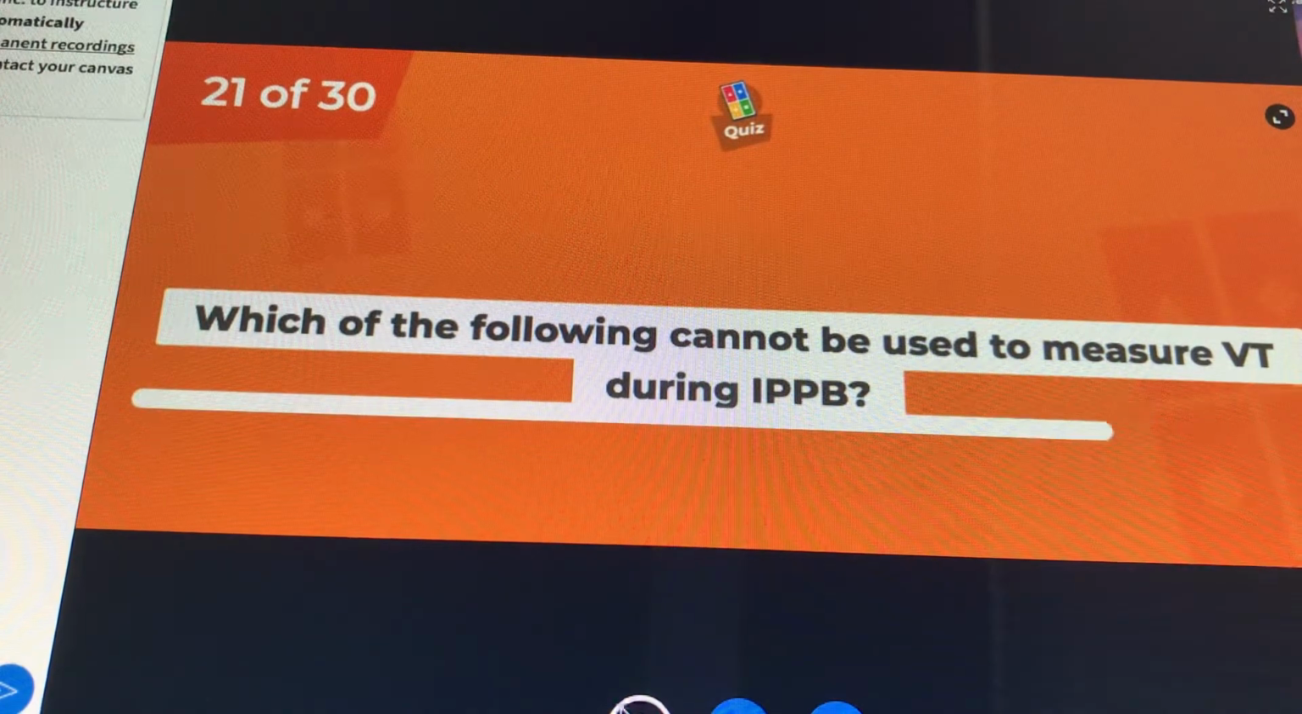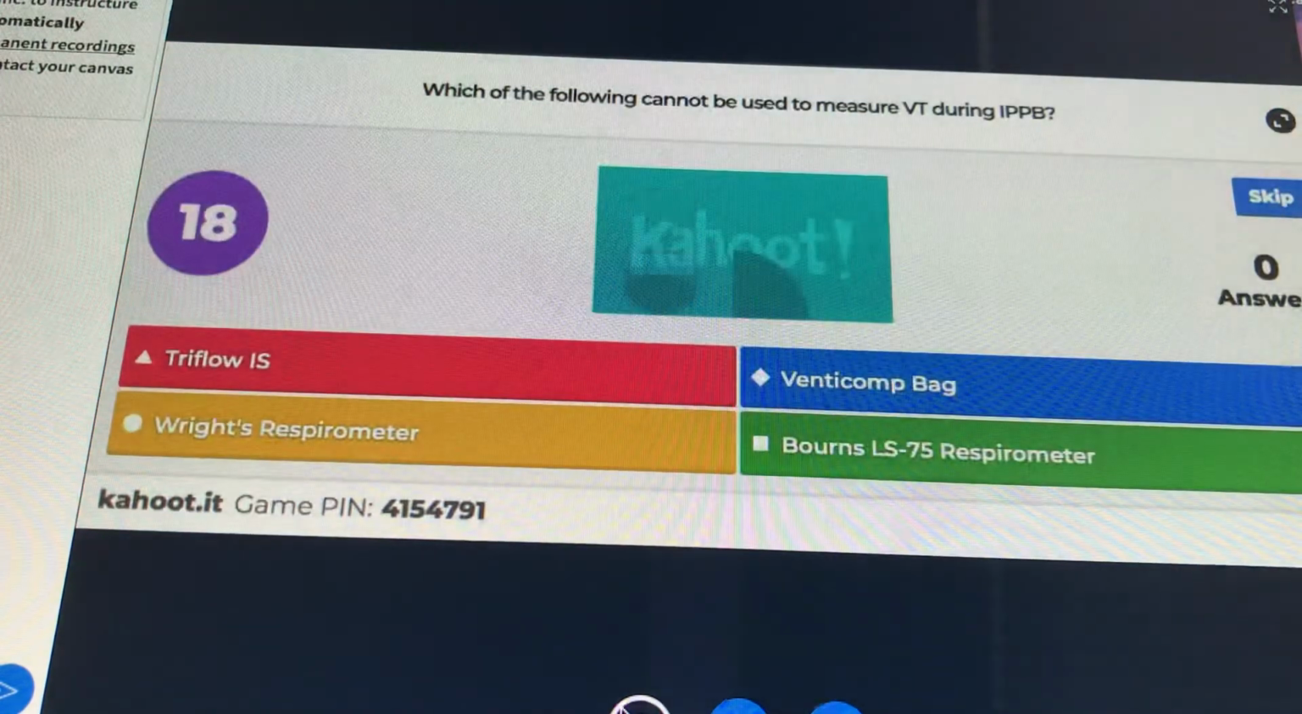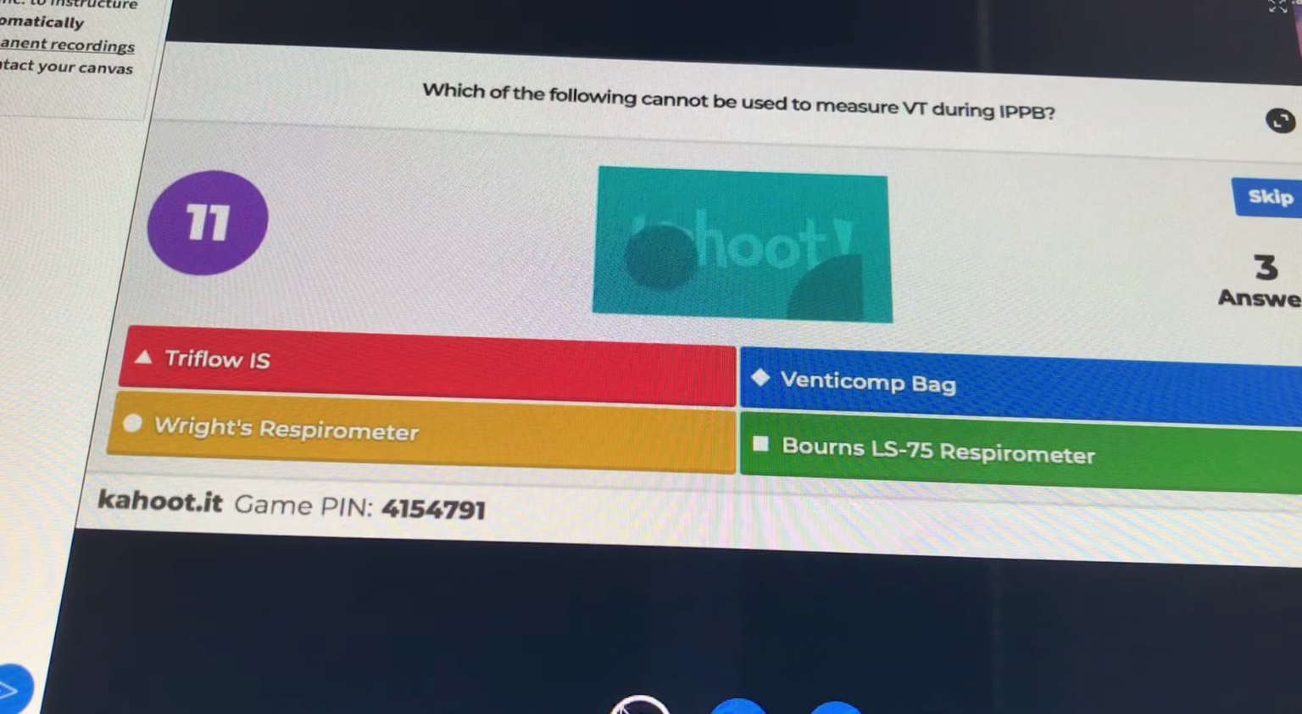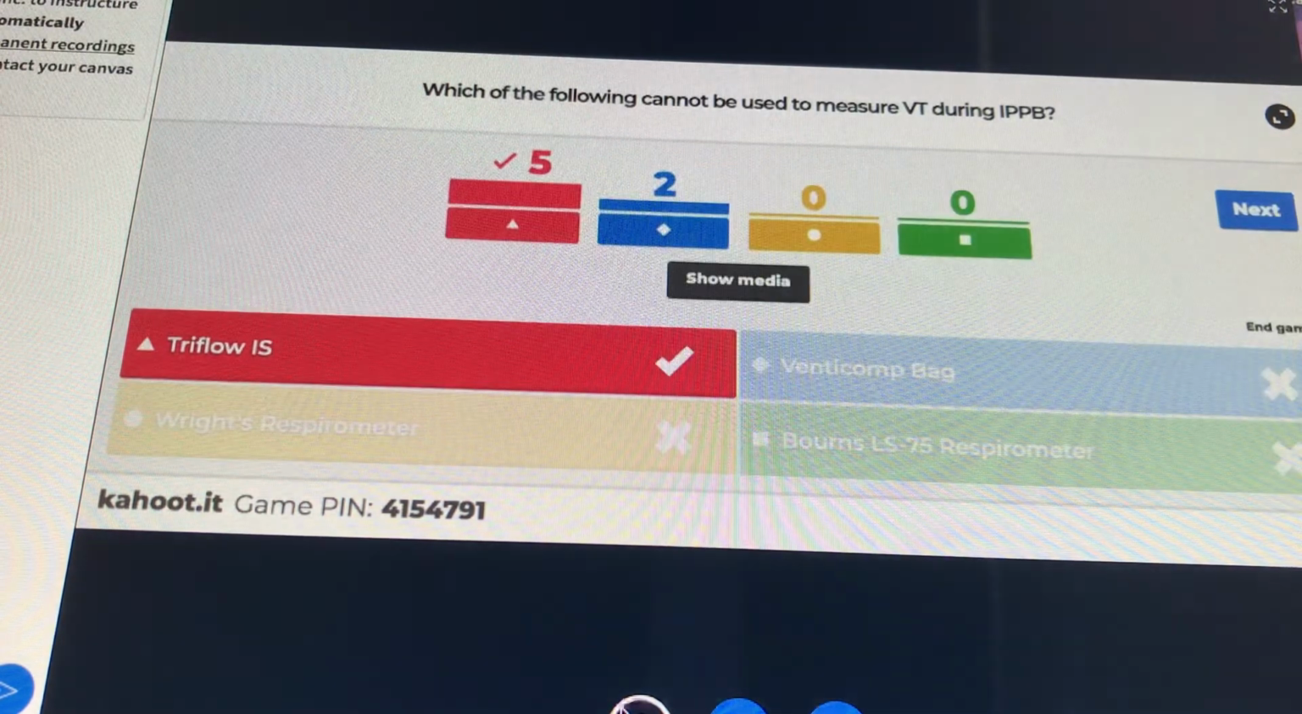Which of the following cannot be used to measure tidal volume during IPPB? And that is your TriFlow IX. You cannot use an incentive spirometer to measure your volume. You can use a Venti comp bag. That was what they used in the video I sent you. You can use the Wright respirometer or the Bourns LS75 respirometer.